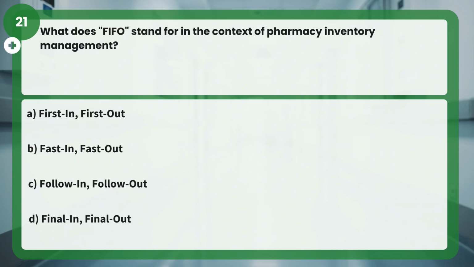Question 21. What does FIFO stand for in the context of pharmacy inventory management? A. First in, first out. B. Fast in, fast out. C. Follow in, follow out. D. Final in, final out.